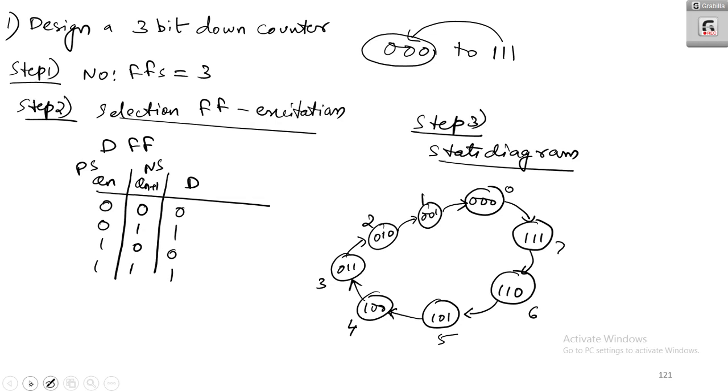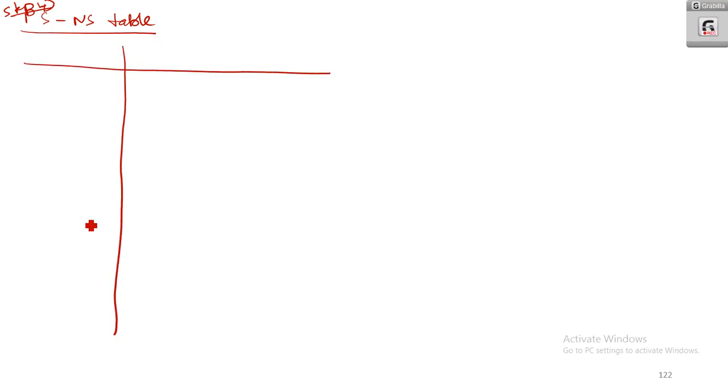Now I am going to draw the present state next state table. Step 4 is present state next state table along with the excitation table. So here I am having say 3 bits. So present state I am having it as Q3, Q2, Q1. Next state is Q3, Q2, Q1. Now I am having only 3 flip-flops.